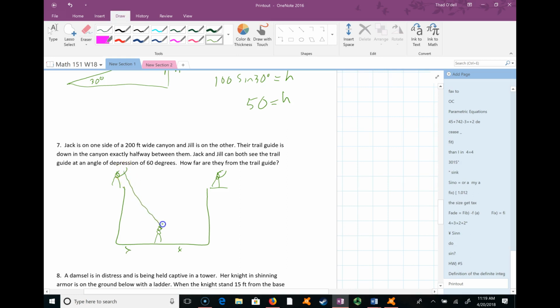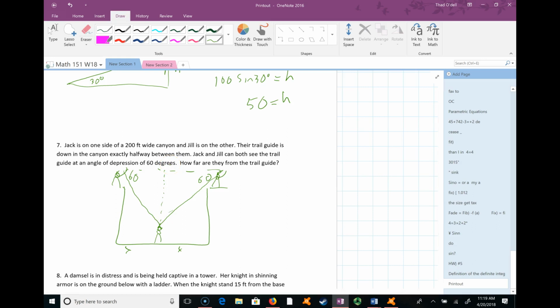Aha! So he's looking at the trail guide. She's looking at the trail guide. Their angle of depression is 60 degrees, which means both of these are 60 degrees. How far are they from the trail guide? Well, how far they are from the trail guide would be this hypotenuse right here. And we could do either one, so I'm just going to grab one of them and draw that little line there.